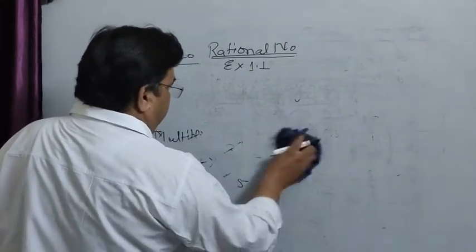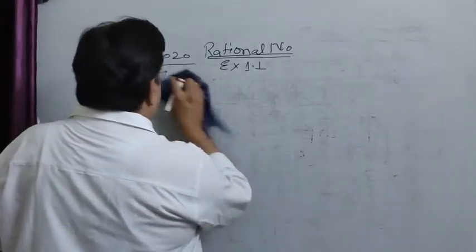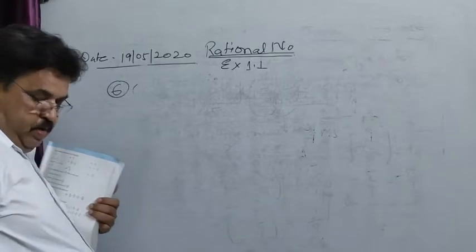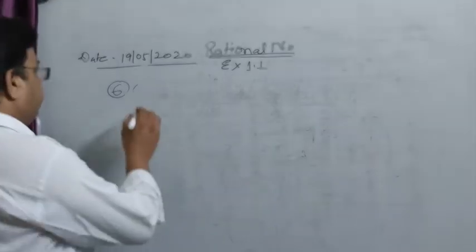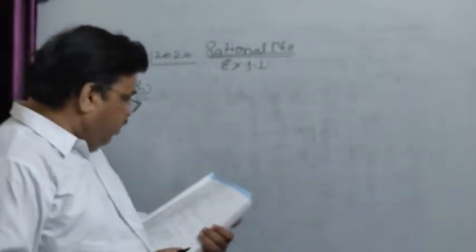I am solving this question, second of 6, means B. Multiply 3 by 7 by the additive inverse of minus 21 by 5.